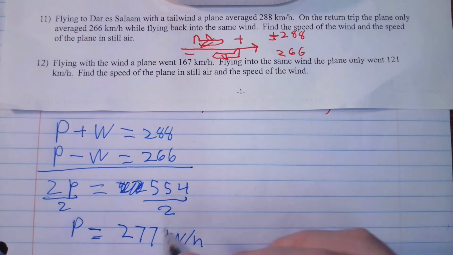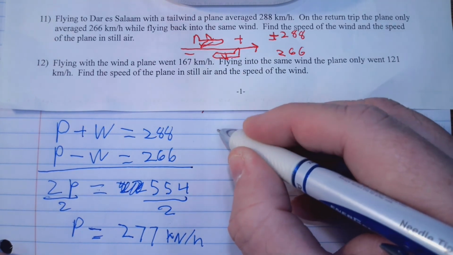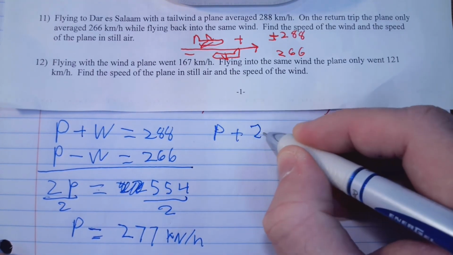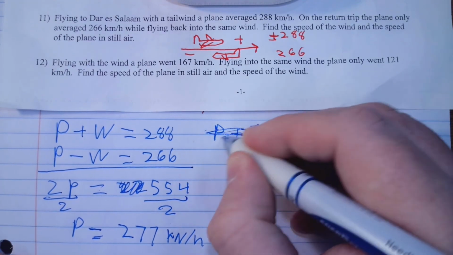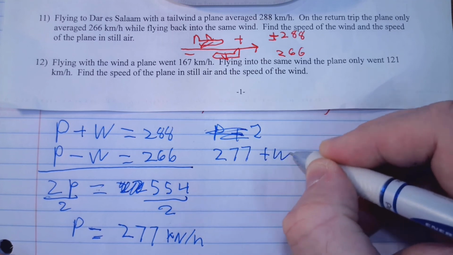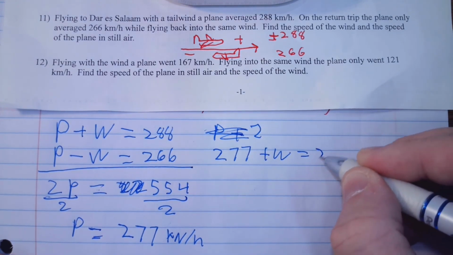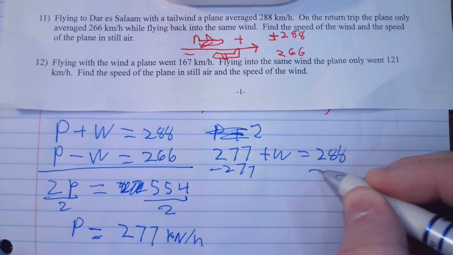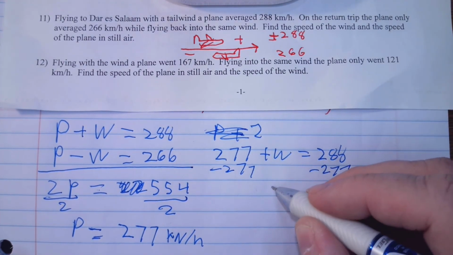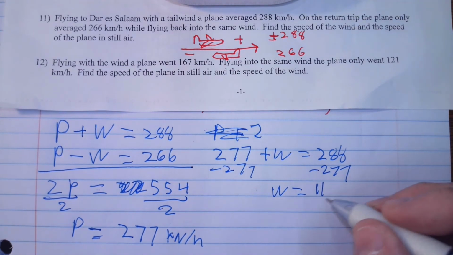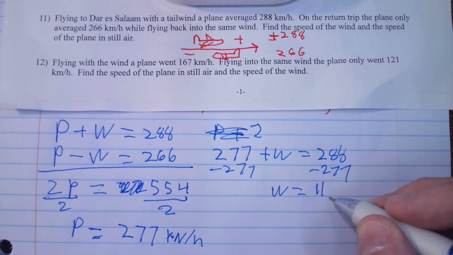Okay, now we got to figure out what the wind is. So we just go back up here. Plane plus 277. Nope, just kidding. 277 is the plane. Plus wind equals 288. Subtract 277, subtract 277. Wind equals 11. All right, that's reasonable. That's not very much wind at all.